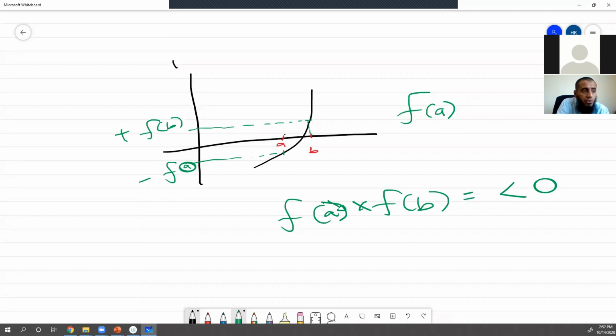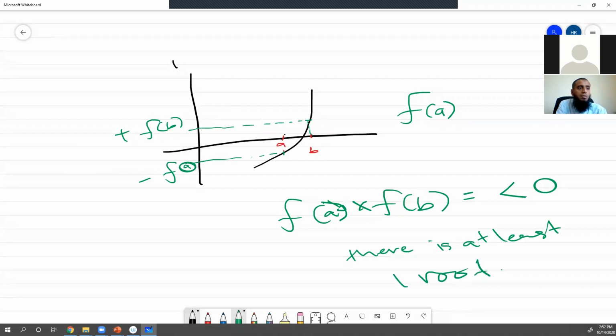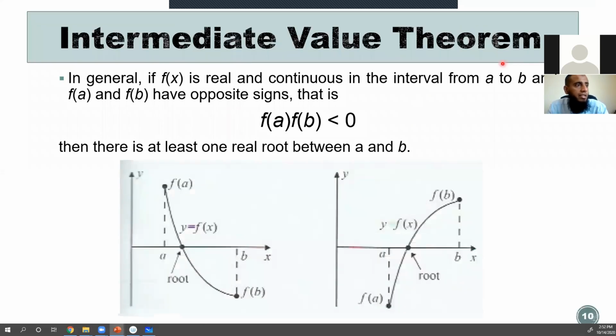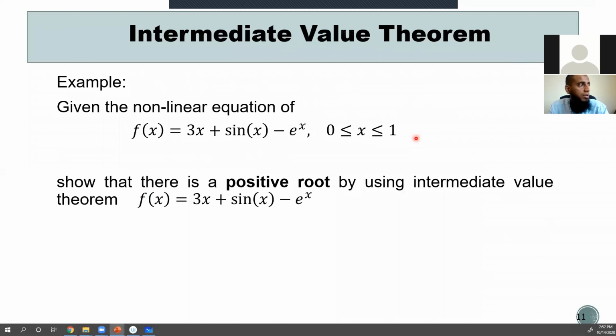If less than 0, it means that there is at least one root. Okay, that is the basic of the intermediate. Actually that's it, the intermediate lah. Okay, so kalau kita tengok sini dah boleh masuk example lah.